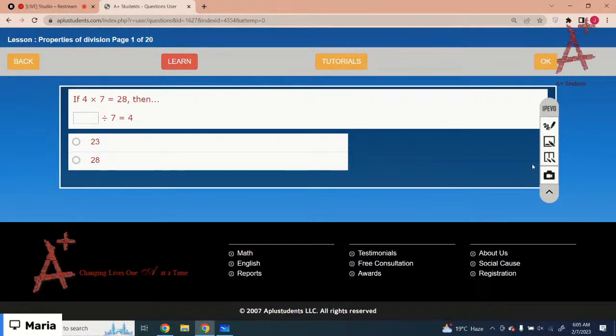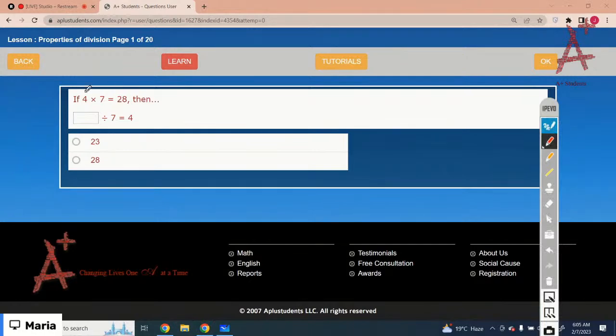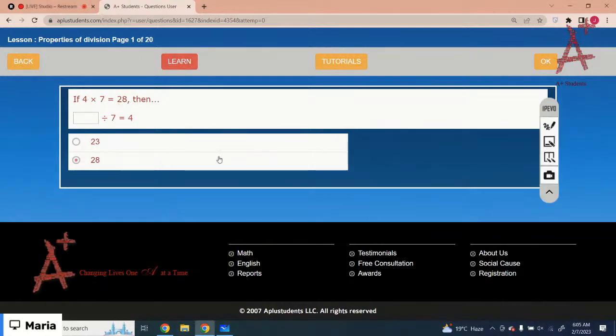Yes, very good. You can match the numbers. Here you have 4, here you have 4. Here you have 7, here you have 7. Here you have 28, but you don't have 28 here. That means the missing number is 28. Got it? So the correct option is 28.